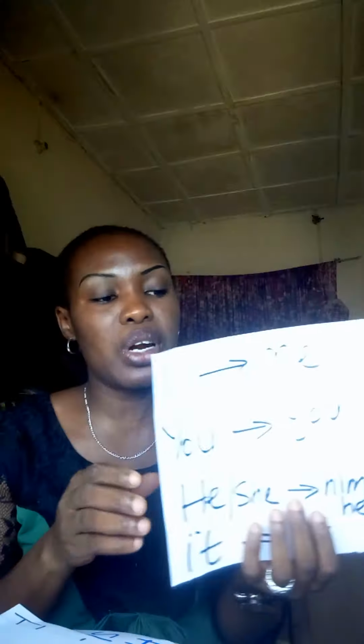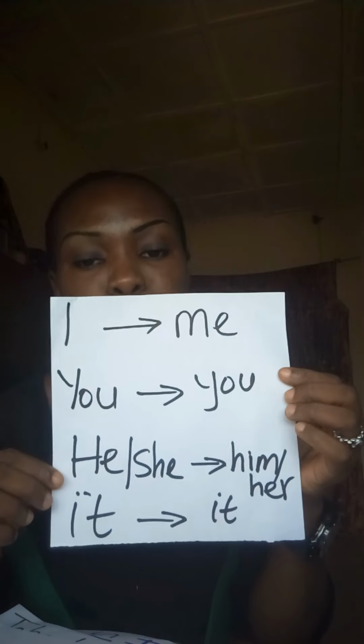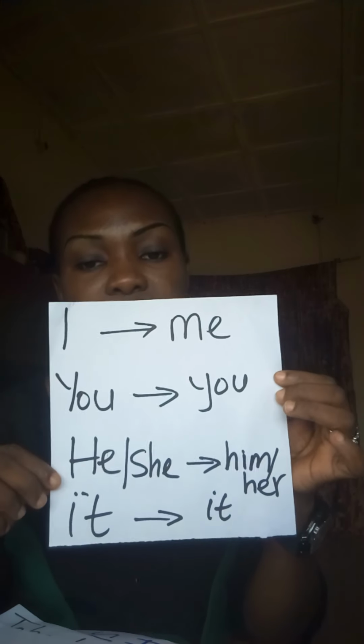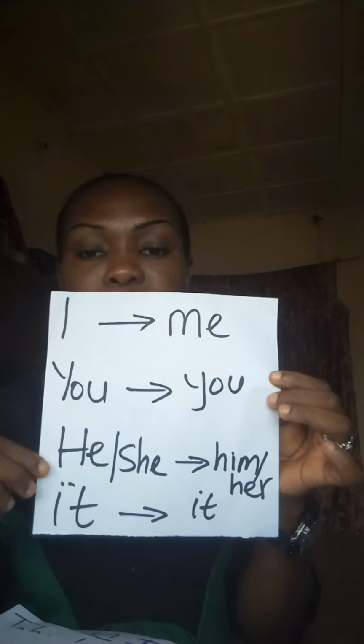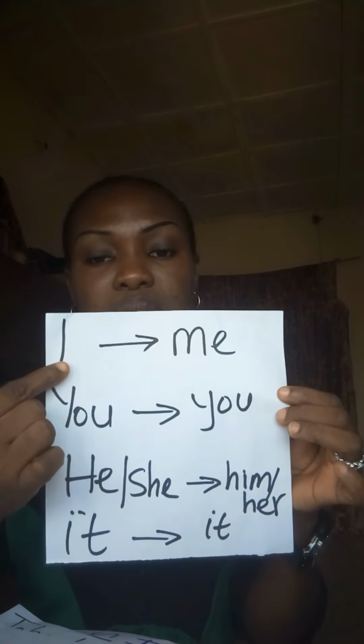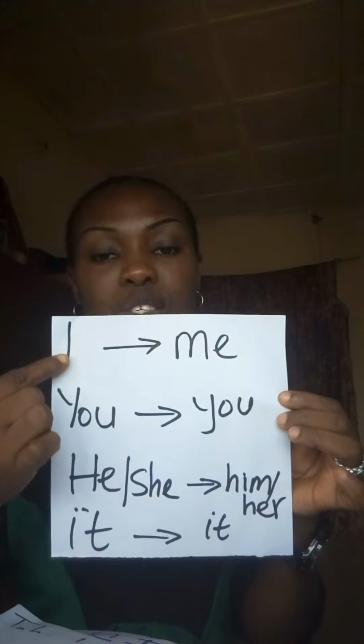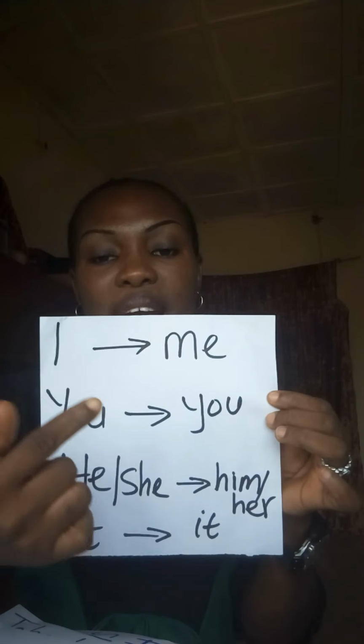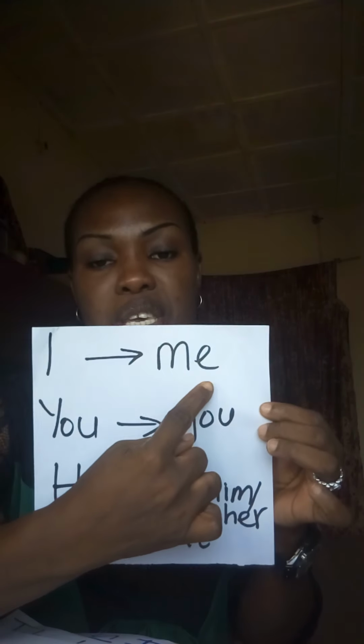We want to find out the subjective forms or the nominative forms and their objective forms. Let's take the singular pronouns first. We have I, you, he or she, and it. The nominative forms are these. I, they are usually used as the subject of the sentences, while the objective form is me.